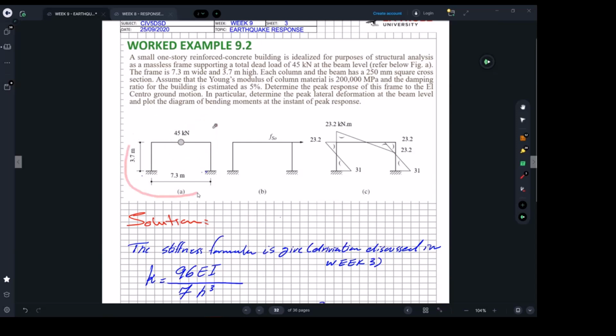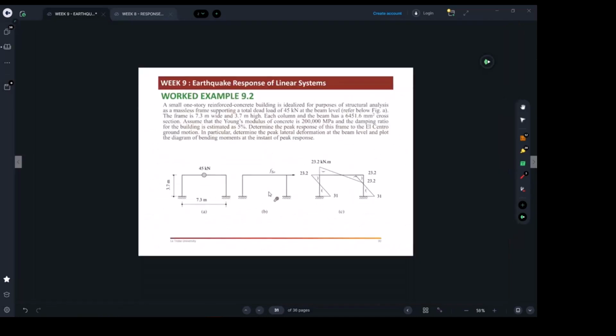These are things that we have practiced in different topics for harmonic motion, but now we have real ground excitation. So they want you to find the peak response of this frame to the El Centro ground motion, right? So they give you all the properties you need to know about the frame. Then they want you to find the peak response of the frame. Particularly, they want the peak lateral deformation, which is going to help you see where you are with the deformation at the beam level. And they want you to plot the stress diagram, something similar to what we did here.